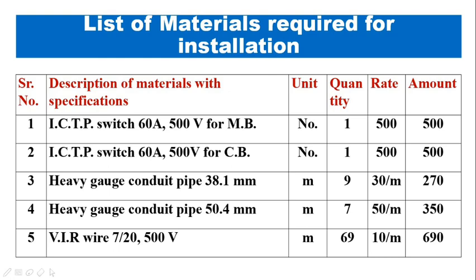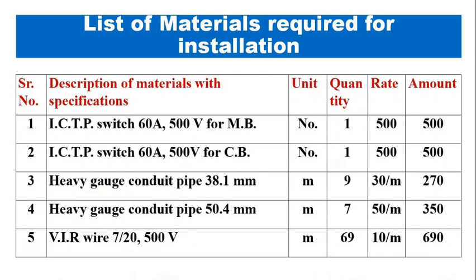Then next one, VIR wire 7/20, 500 volt. VIR wire you have already calculated. The length of VIR wire required is 69 meter, so the quantity is 69 meter. Next is the rate. The rate is 10 rupees per meter. So the total amount is 690 rupees.